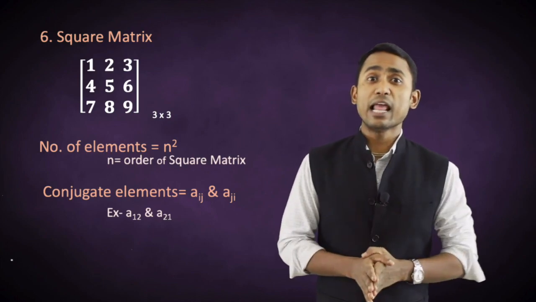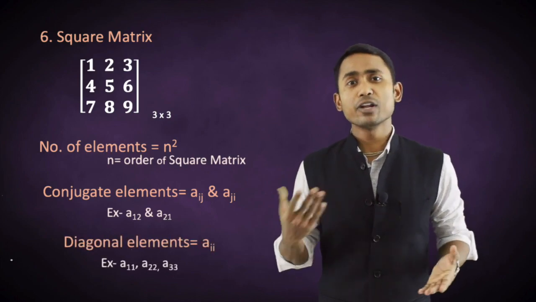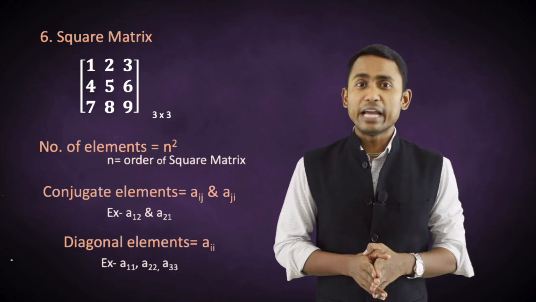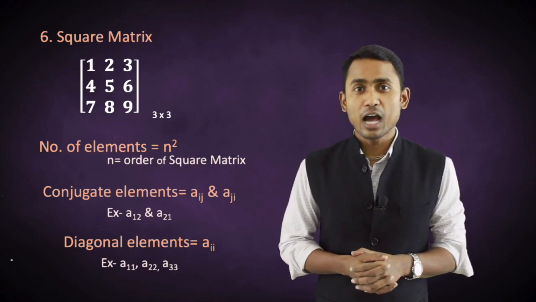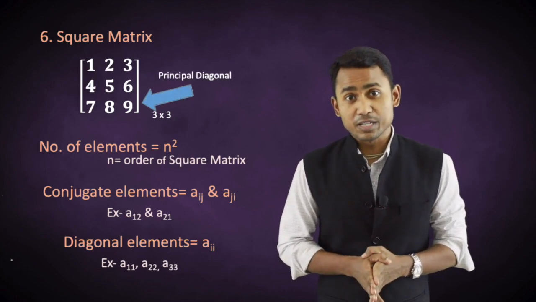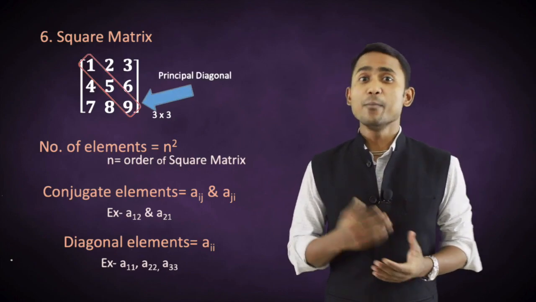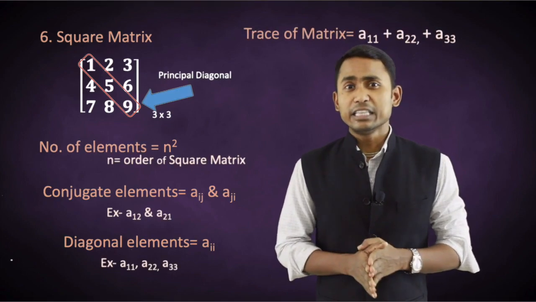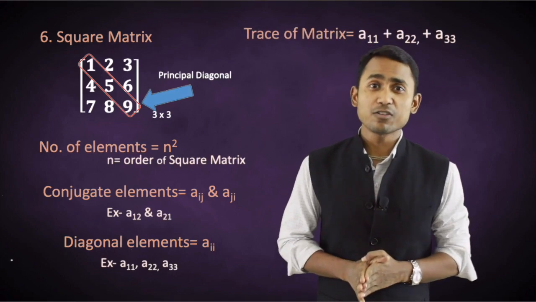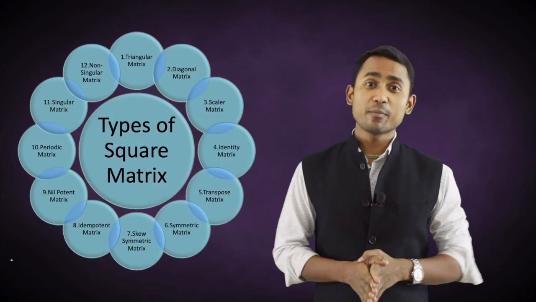The elements like aii, for example in this matrix, the elements in the place of a11, a22, a33 are called diagonal elements, and this diagonal is called the main diagonal. If we add all the elements of the diagonal, then we get a number that is called the trace of the matrix. So types of square matrix.